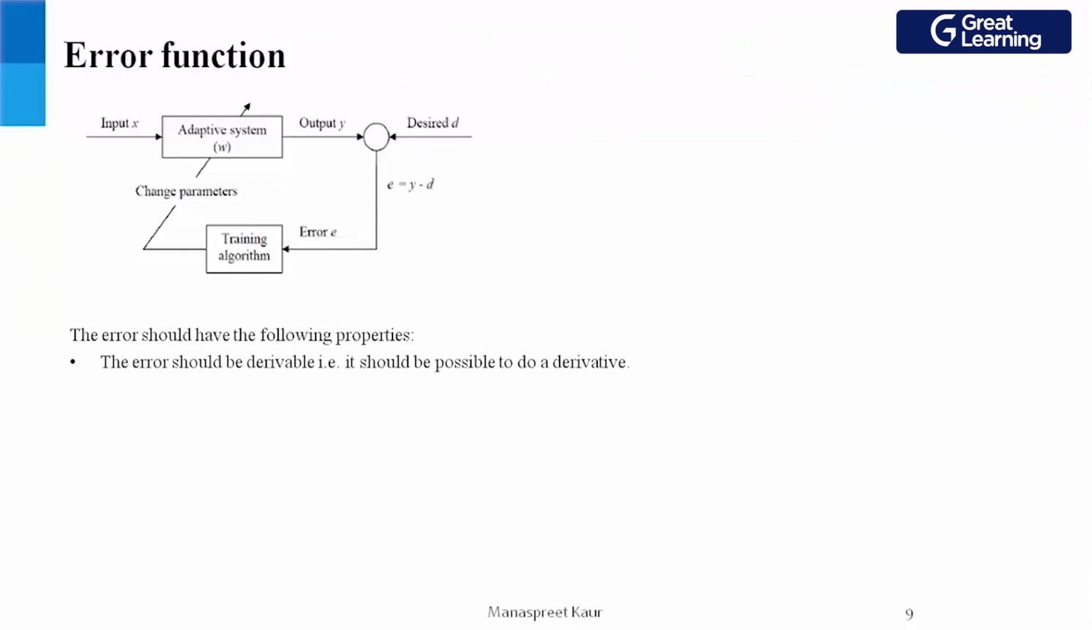One thing to keep in mind is that the error should satisfy some particular properties. This was present in the videos that we saw as well. The first thing is that the error should be derivable, meaning it should be possible to take a derivative. Derivative is nothing but d by dx, what we used to do back in 11th and 12th mathematics. So it should be possible to take a derivative.